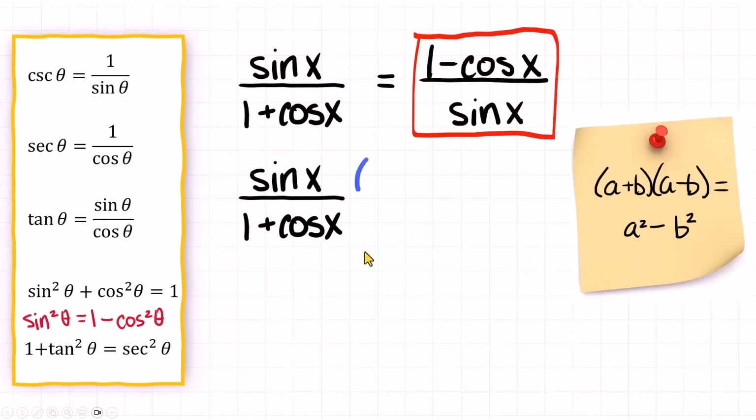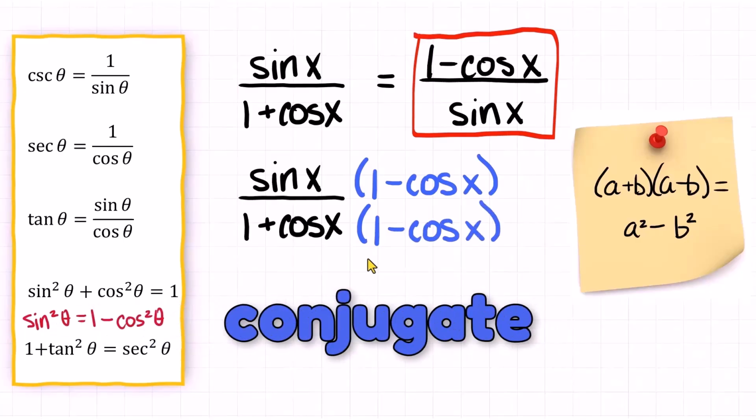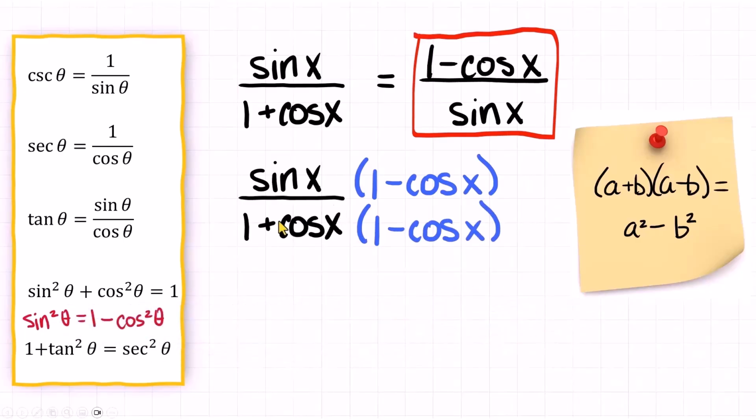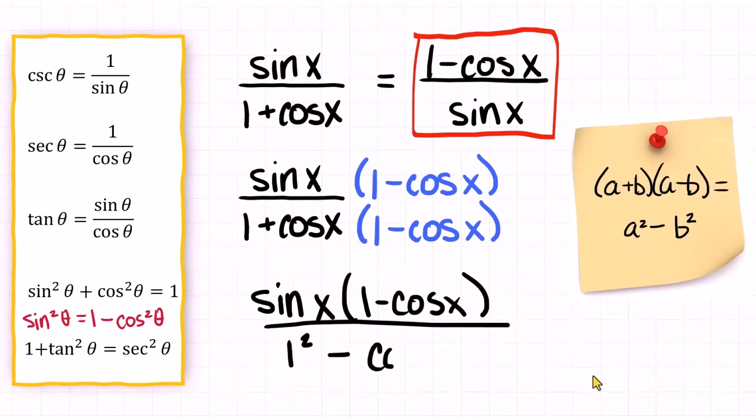So how do we do this? We're going to take the top and the bottom. If you remember the word, it's called conjugate. We're going to do that. Top and bottom times the conjugate of the denominator. So 1 plus cosine x, we're going to multiply times 1 minus cos x. What we have on the top then is sine x times 1 minus cos x. And what we have on the bottom now is a squared minus b squared, 1 squared minus cosine squared x.